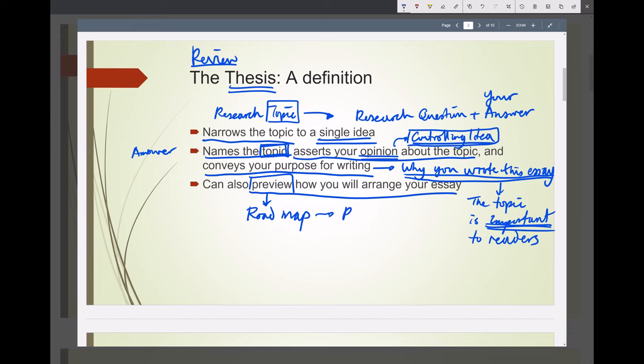It's a roadmap to the reasons that support your argument, which means your body paragraphs. It gives the reader signals or hints about what to expect.